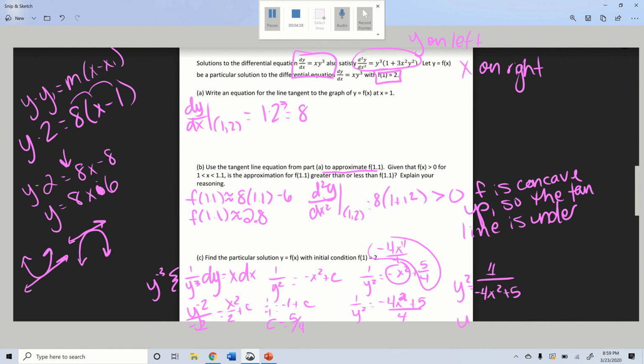And then we will take the square root of both sides, which technically gives us the positive and the negative solution. But our initial condition, f of 1 is equal to 2, is positive, so we only need the positive solution. So that should be our answer to our part D.